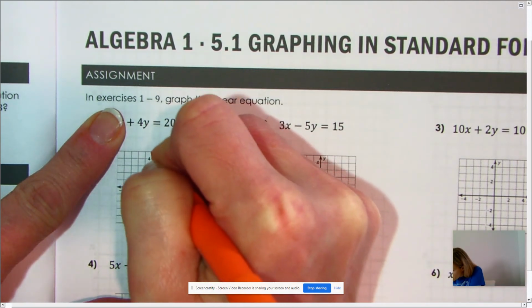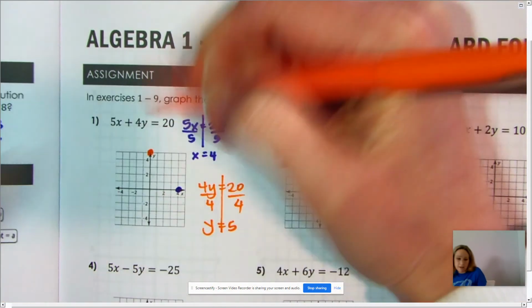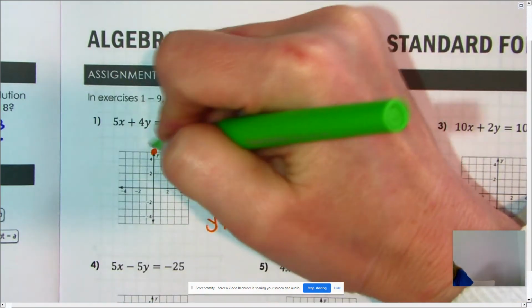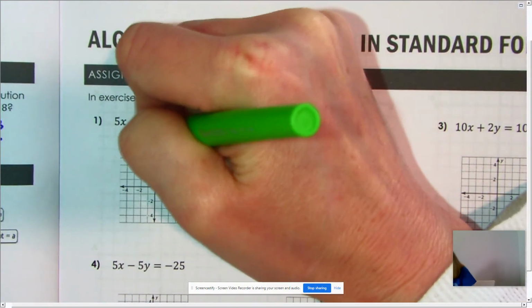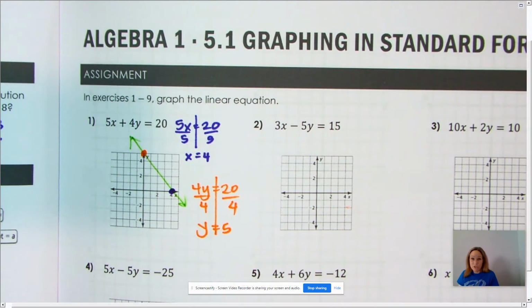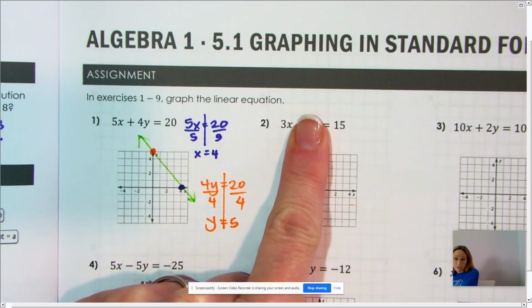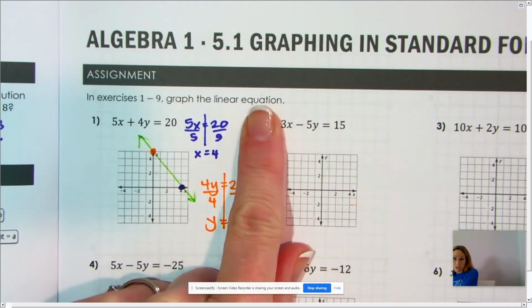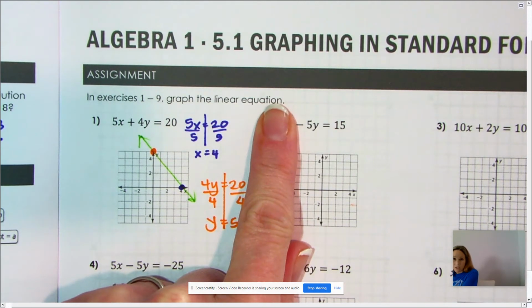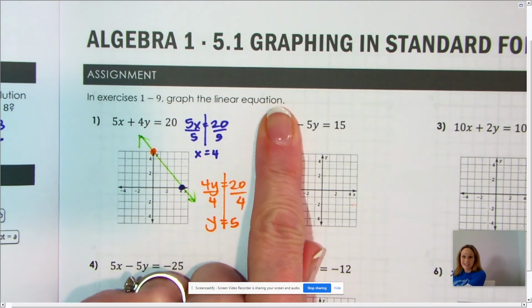1, 2, 3, 4, 5. And then we're going to connect the dots. And we're done. Okay, so you guys try that one on your own. Remember, cover-up method: you're going to write out your first equation, that's going to be your second equation. Plot those 2 points, connect the dots.